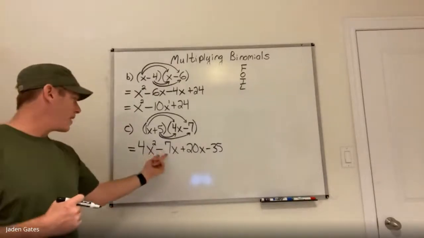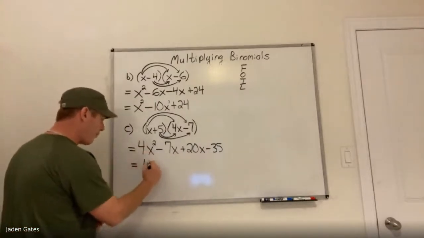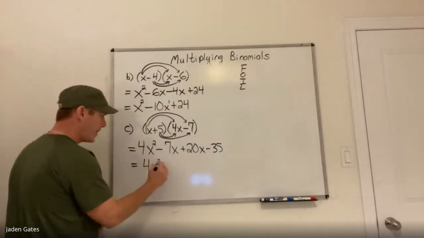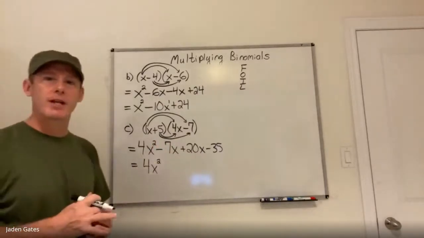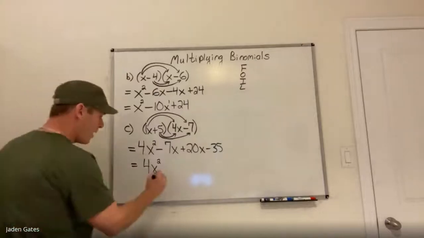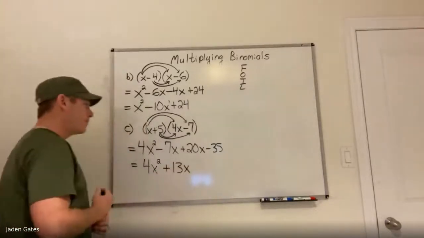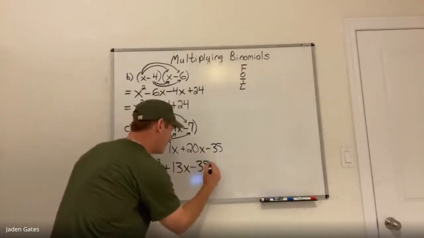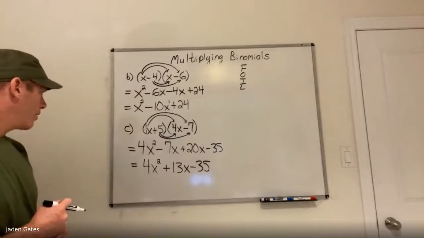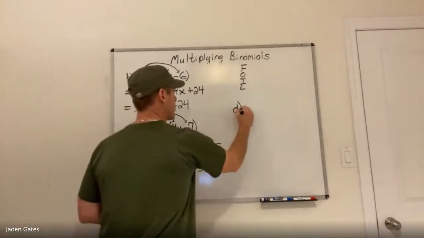Again, checking to see if I can collect like terms, which I can. And so I have a minus 7x and a 20x there that I'm going to put together. But I still have this 4x squared there. Minus 7x plus 20x. So I lose 7x's, I gain 20x's. I'm up in total 13x's. All right, and then again, I have my minus 35. There we go.